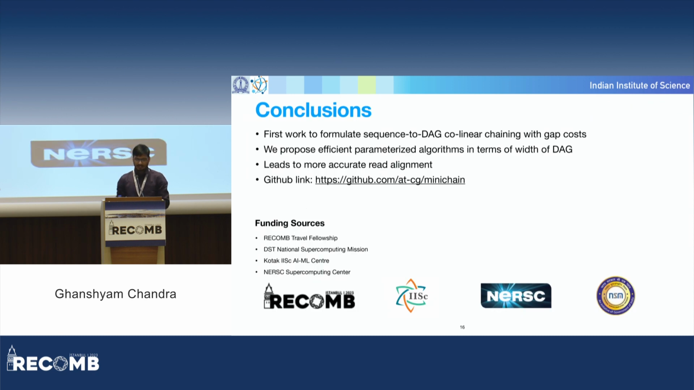Now the key takeaways are, we proposed the first work which formulated sequence-to-DAG collinear chaining, which incorporates multiple gap definitions. Based on these formulations, we have proposed an efficient parameterized algorithm in terms of the width of a DAG. And this algorithm leads to more accurate read alignment. And minichain is an open source tool. One can go to our lab's GitHub repo and download it. Thanks. I'll be happy to take questions.